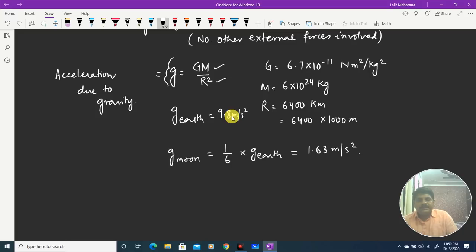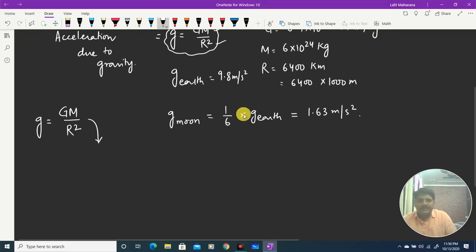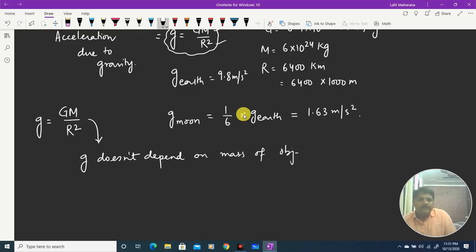Now if you look at this equation, g is equal to GM by r square, this equation does not contain the mass of the object. So we also discussed why acceleration due to gravity is independent of the mass of the object. g does not depend on the mass of the object. So these are the things we learned last time. In continuation with that, let us move further.